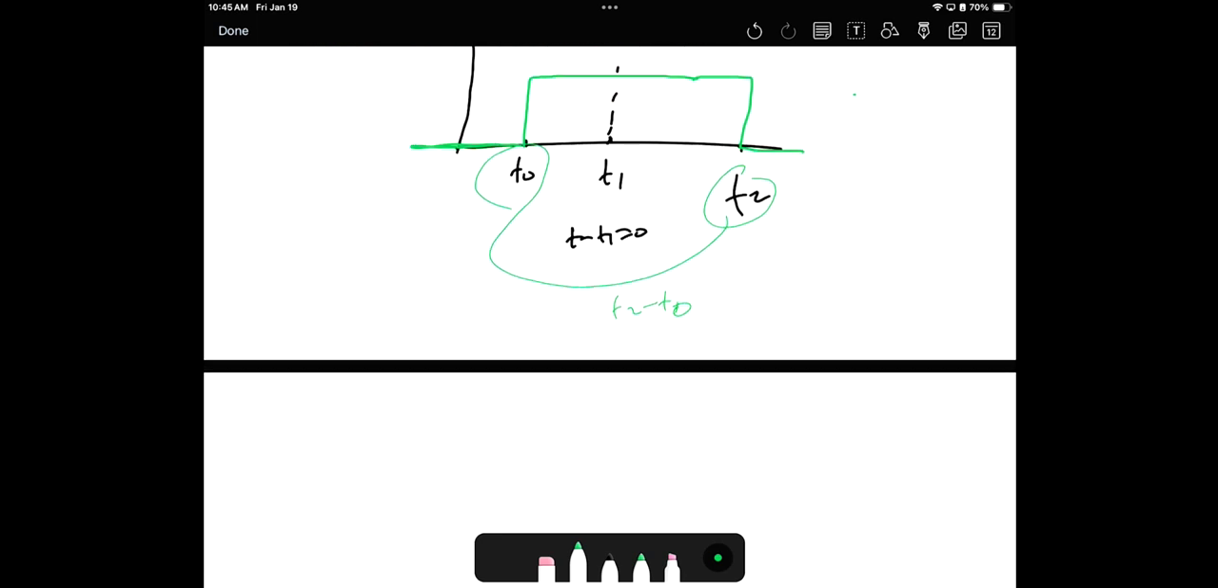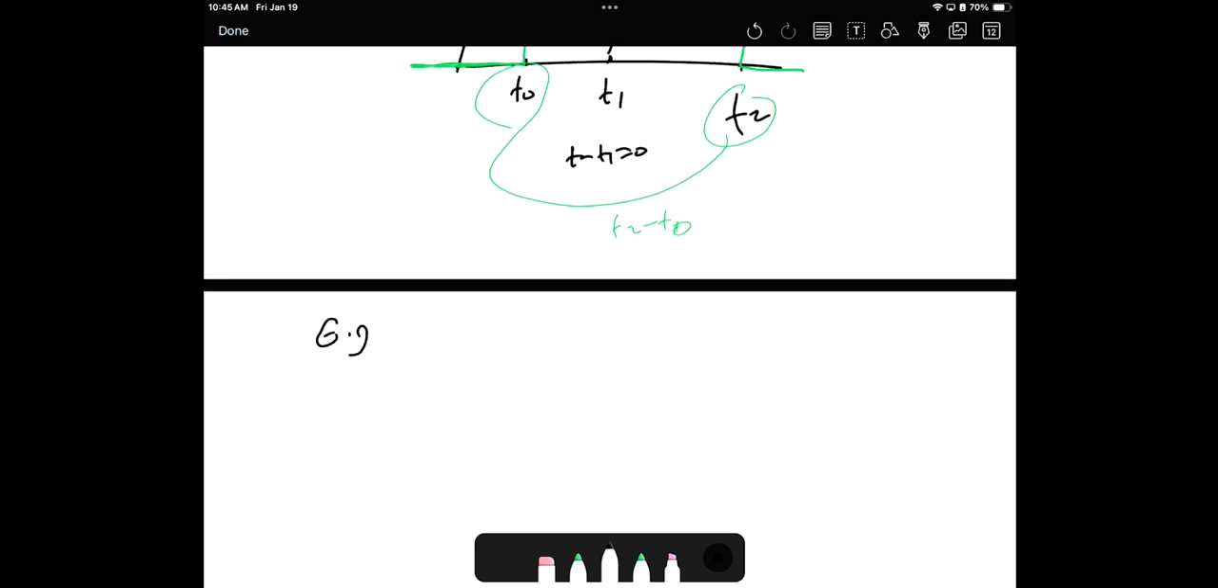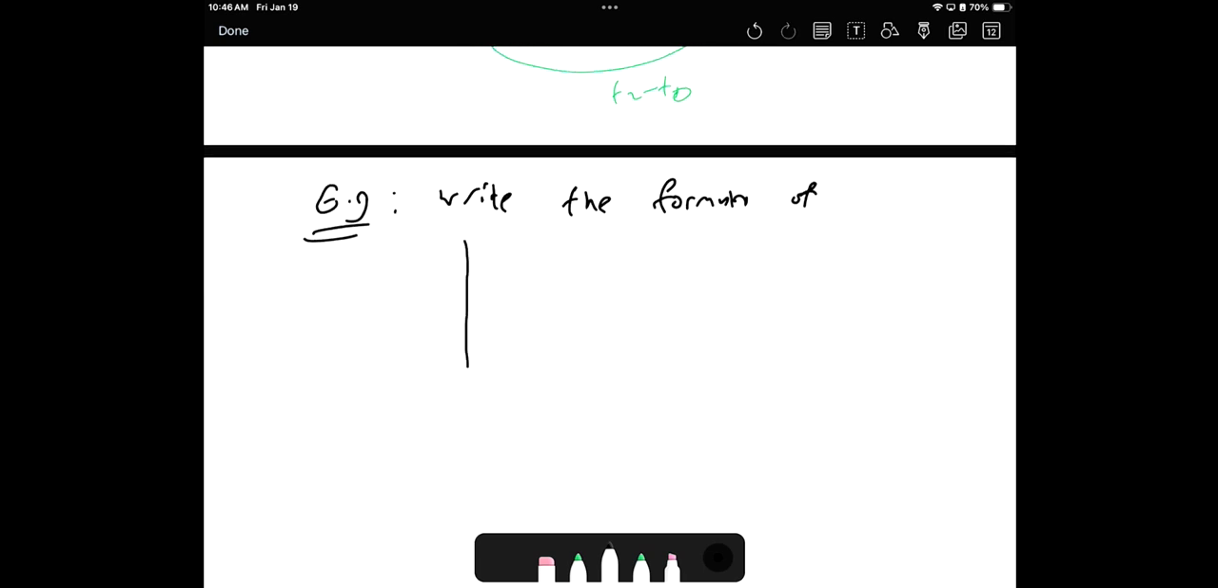Let me give you an example about the rect, which is, let me say, write the function. Write the formula of this thing. So here is 1, here is 2, here is 3.